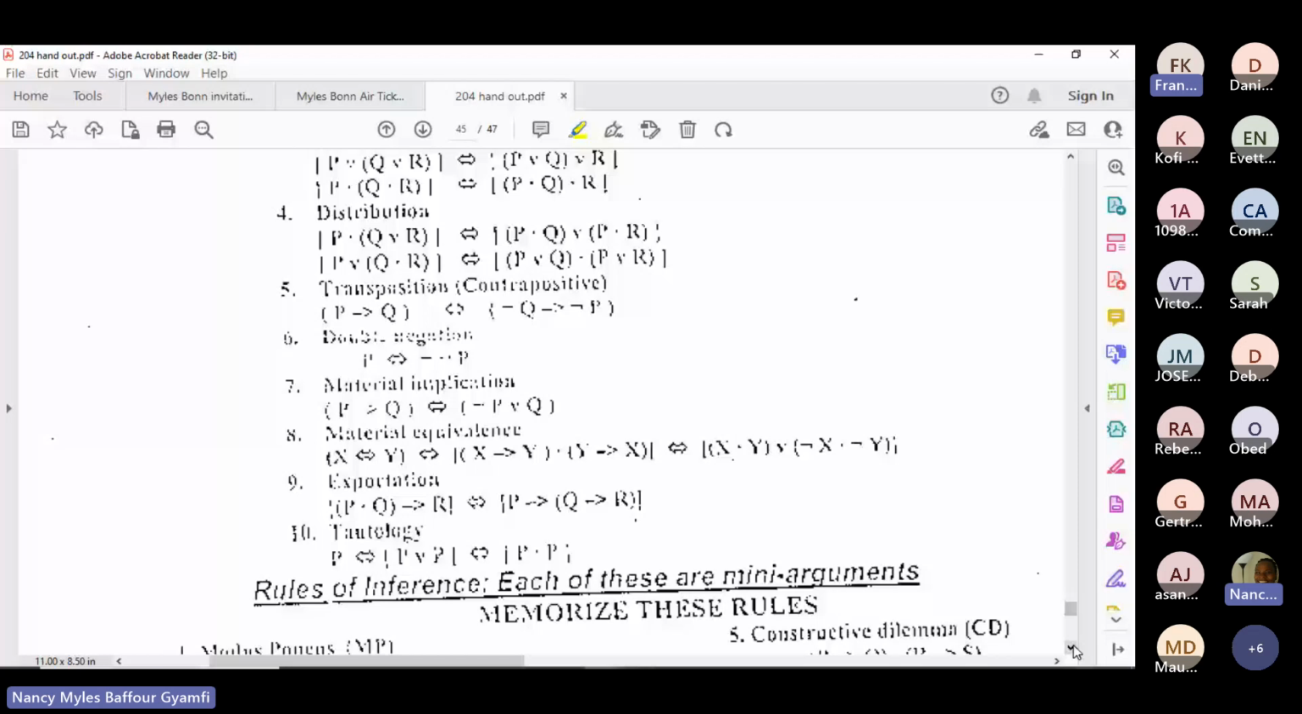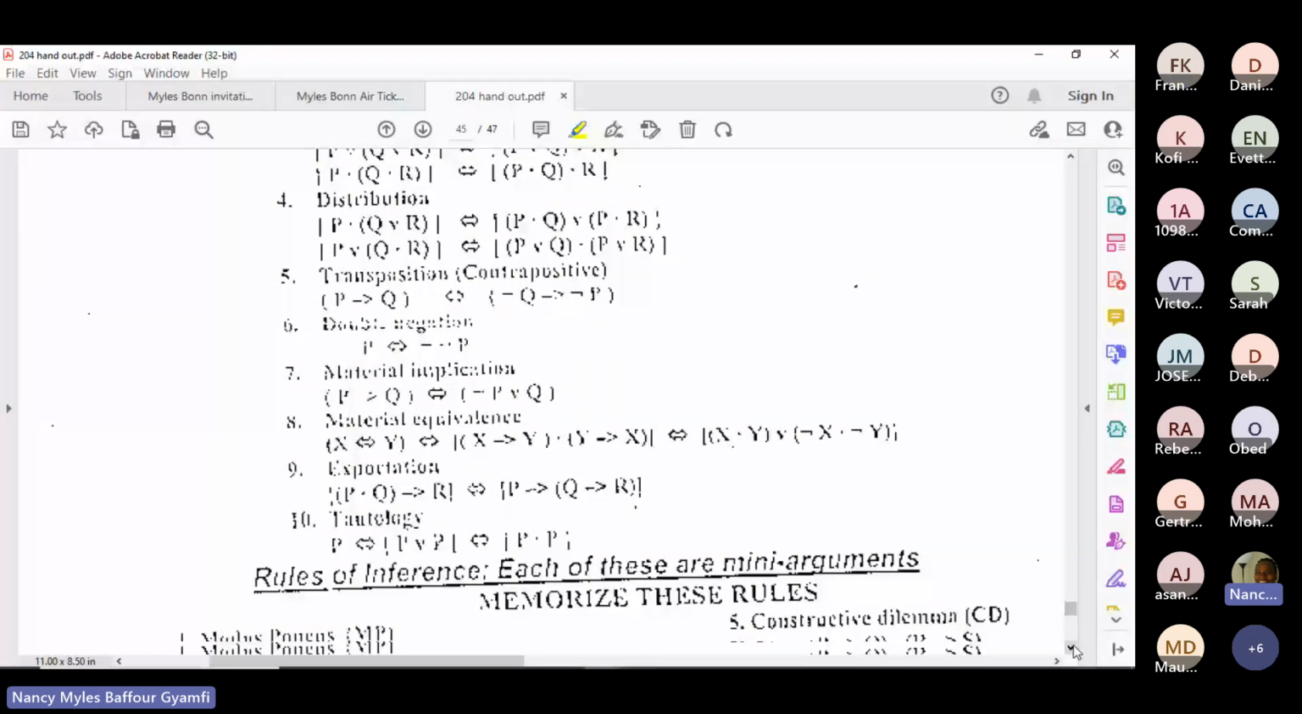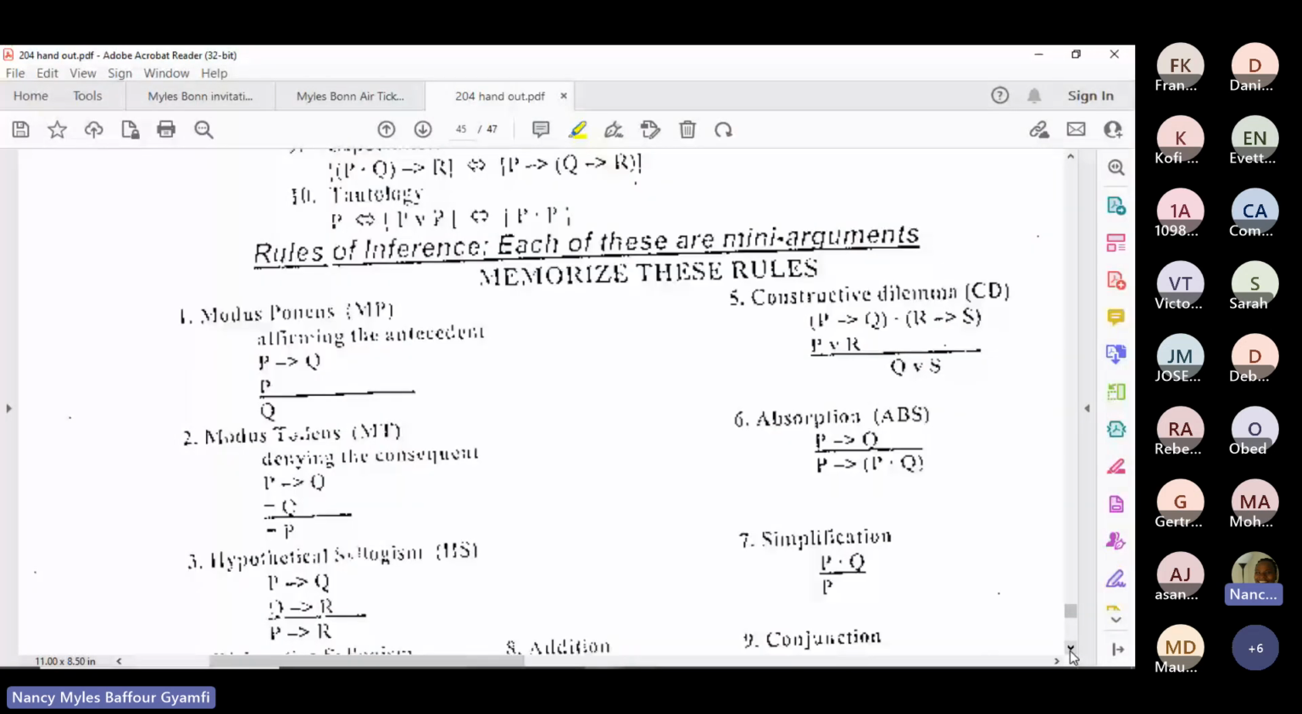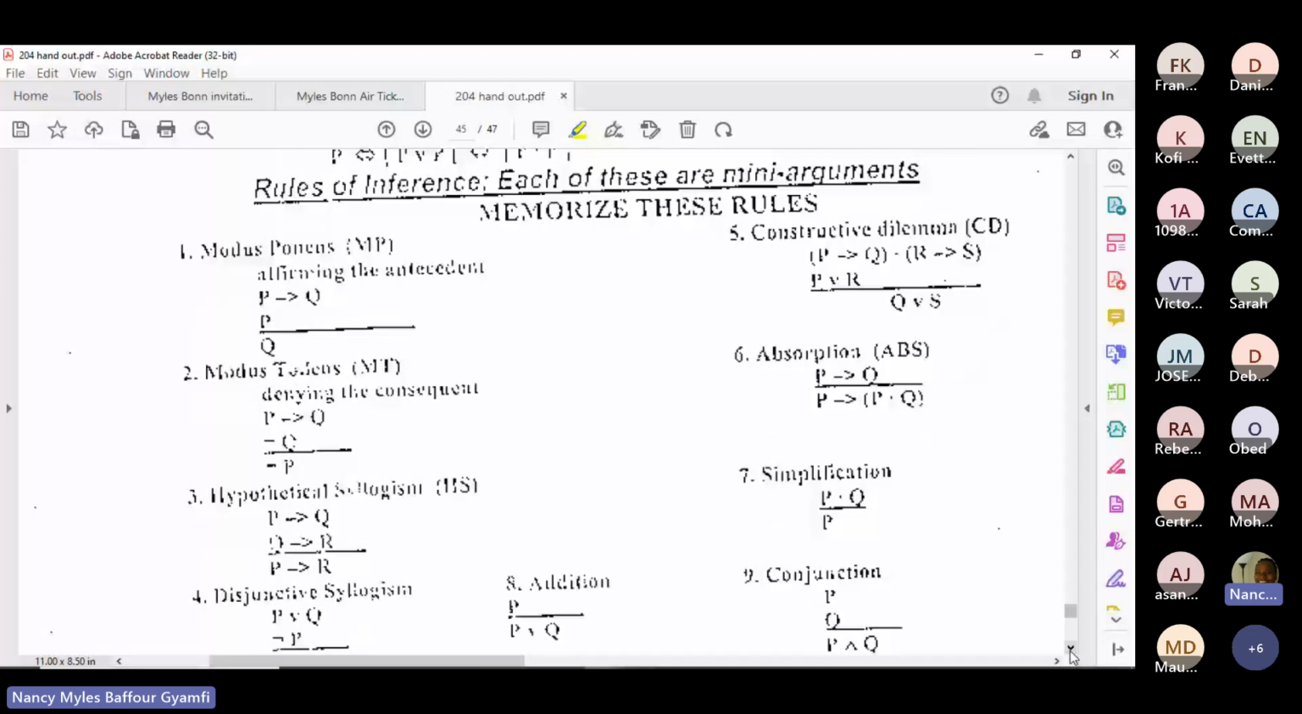Then exportation. Someone is opening their book, they want to see what is left. Even the 2 pages left, we can do it in 2 weeks. So do your bit, okay? Let's do some few more, then we'll mop up. It's just a makeup class, okay?